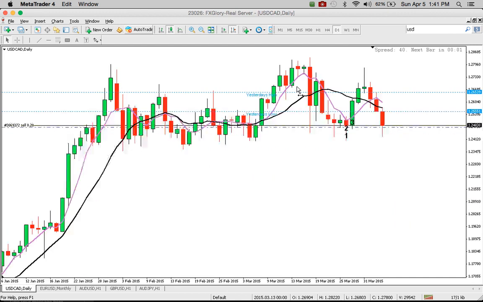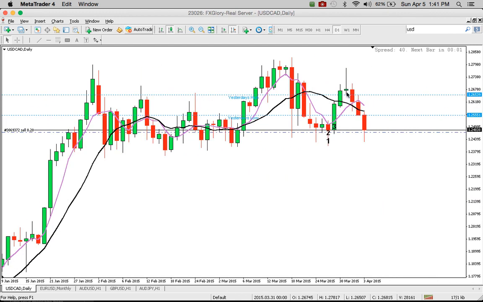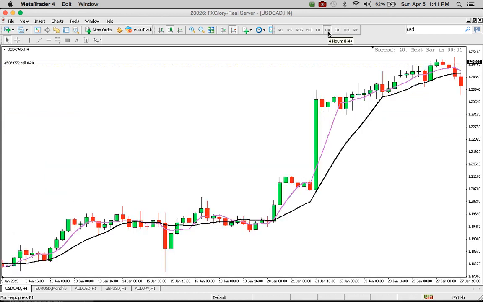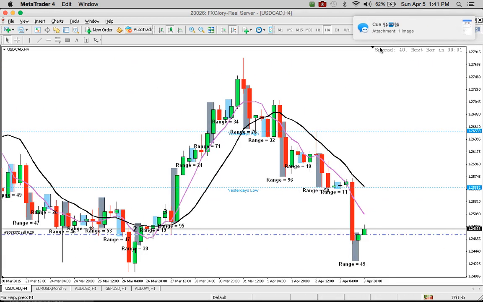What did I get? A doji. Make sense? So the higher time frame, the stronger the trend. So I get an evening star pattern right here. If I go to my H4 chart, you're just gonna see a broken down evening star pattern.